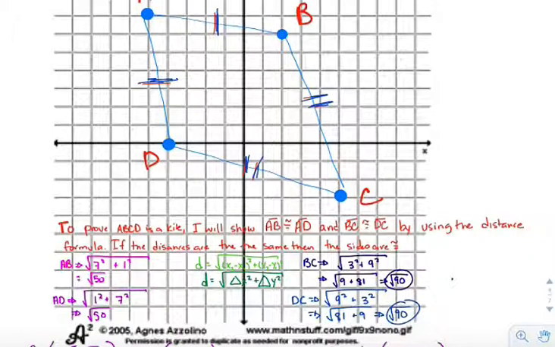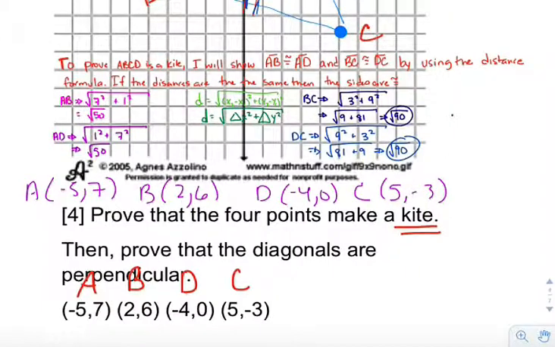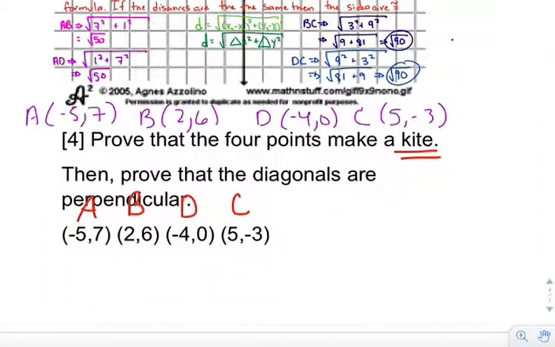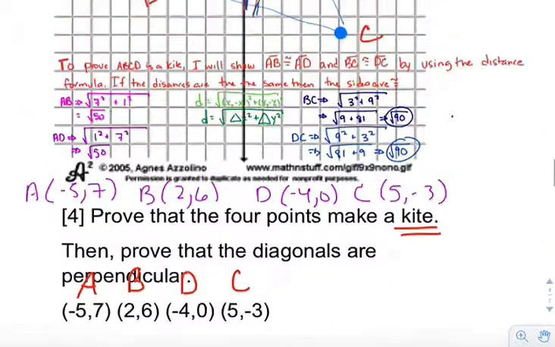Now, we can separately argue whether or not they should all be the same or could be the same, but it's moot in this example. We just had to prove it's a kite. We've met that. We do have a secondary thing we need to do. Prove that the diagonals are perpendicular.